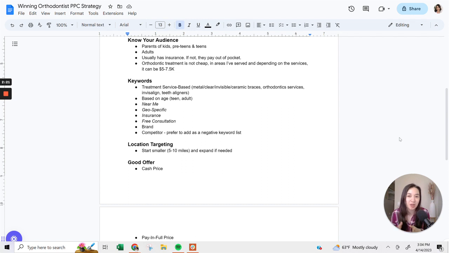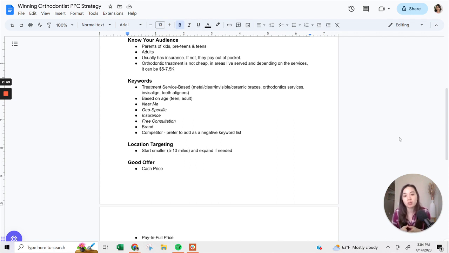Now let's go ahead and talk about keywords. This is really, really important. After you understand your audience, we need to know what types of keywords they're going to be searching. You can use different keyword tools, but from my personal research and testing in different markets, I've found these keyword types and themes to work really well for orthodontists to attract these types of patients.